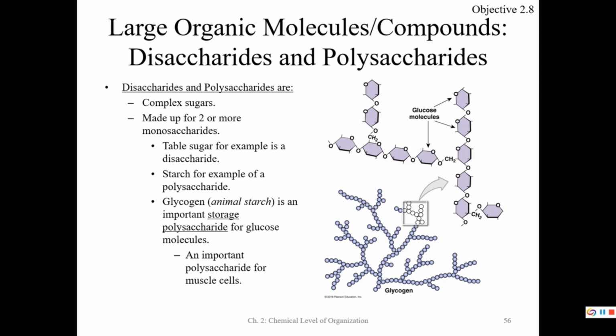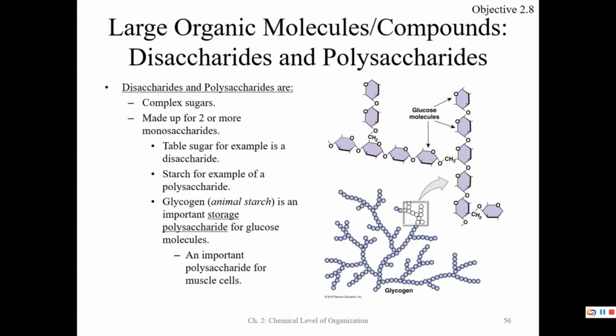Now, we can take these and put them into chains and form disaccharides or polysaccharides. Complex sugars, 2 or more. Table sugar is a disaccharide. Starch is a polysaccharide. Glycogen is a polysaccharide. We call it animal starch sometimes because it's an important storage polysaccharide.